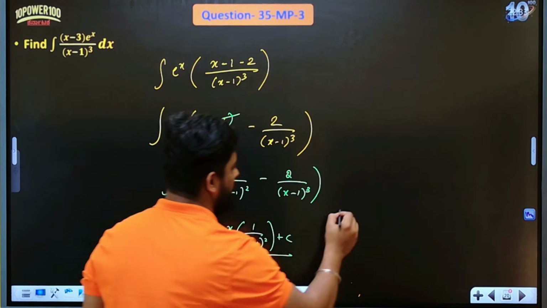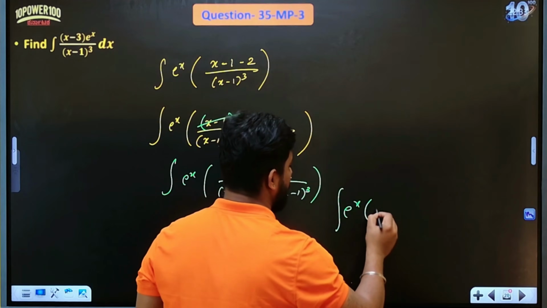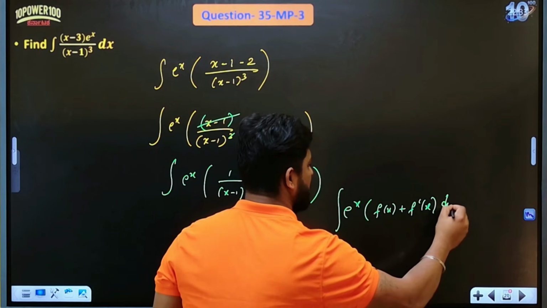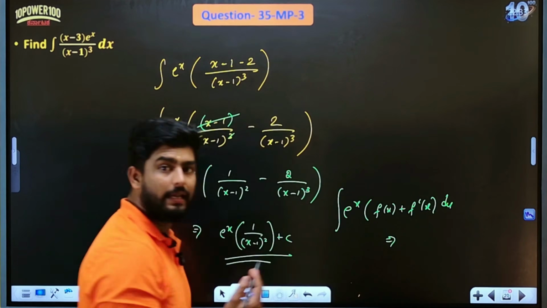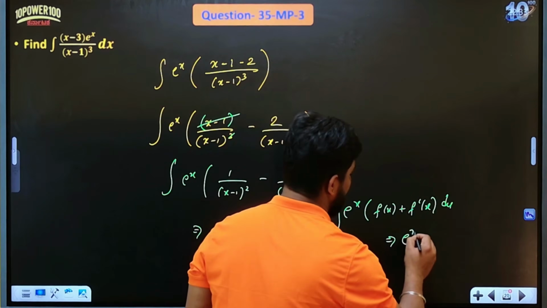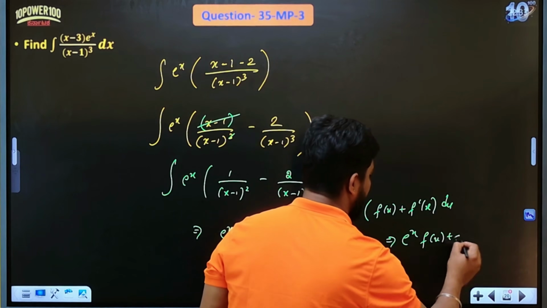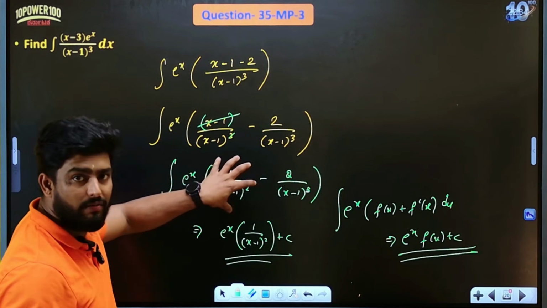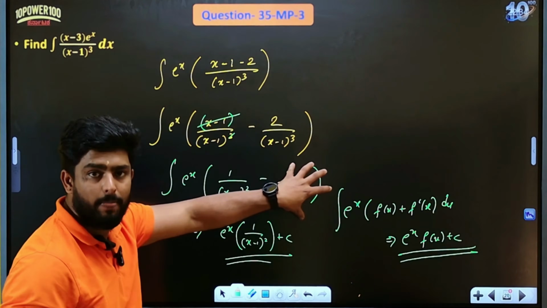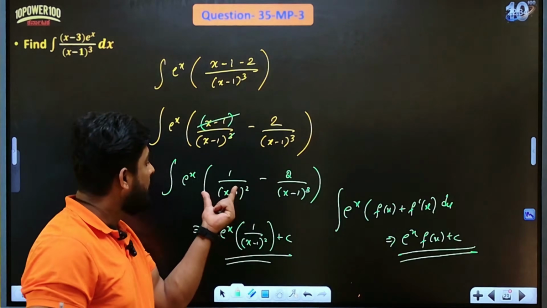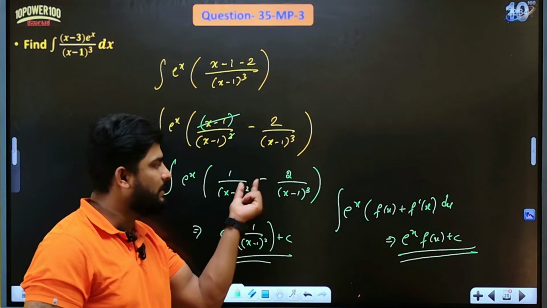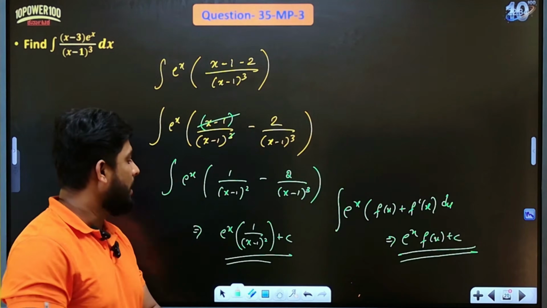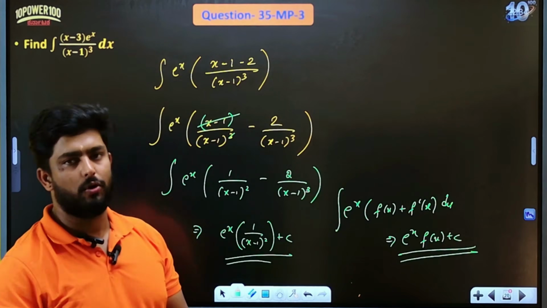How do we know this? The integral of e to the power x of f of x plus f dash of x dx. If it is like this, the final answer can be written directly as e to the power x f of x plus c. So here too, e to the power x of this is f of x, kids. Its differentiation is here. Don't think there is a plus there and a minus here. The differentiation of this is actually minus; it is actually plus of minus, you can write it that way. So in this case, e to the power x of 1 by x minus 1 the whole square plus c. Writing this much is more than enough.